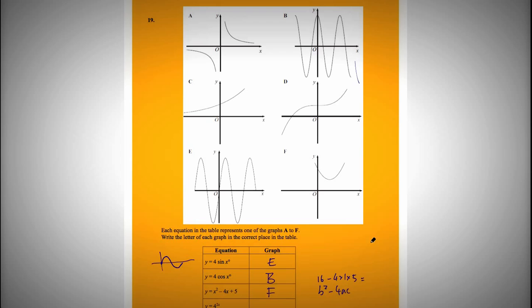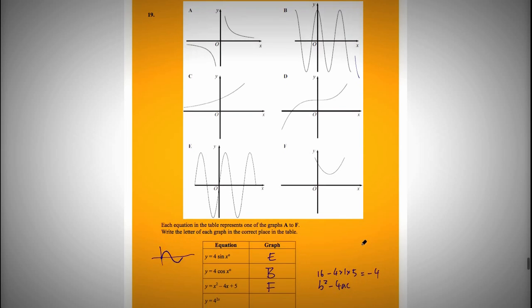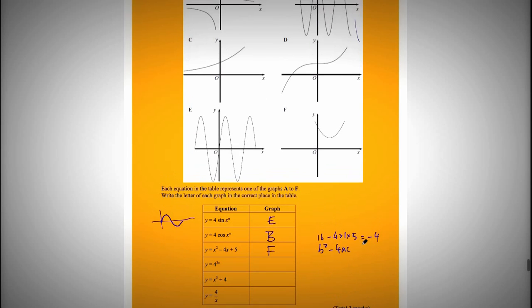So minus 20 is minus 4, and I can't square root minus 4 because this has no solution. So that works, and that's correct. Y equals 4 to the power of 2x. That is an exponential graph, which is one that starts like this and goes up very steeply.